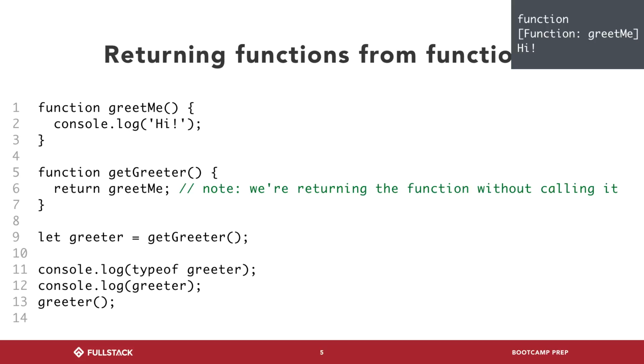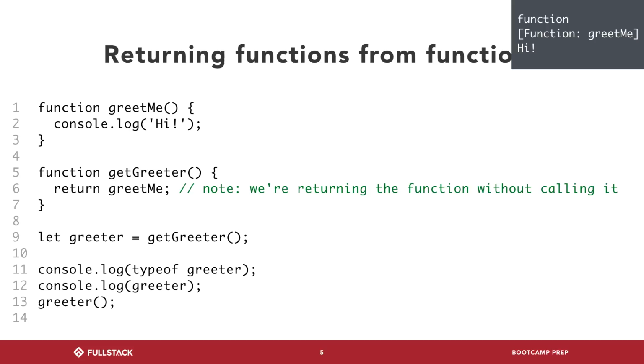So on line 6, when we return greetMe, we're not returning greetMe after it's been invoked. We're literally saying, here's a function. I don't know what it does. In fact, I don't even know it's a function. It could be anything. I'm just going to return it to you. It's just a variable at that point. Line 9 is where we actually invoke getGreeter on the right-hand side.